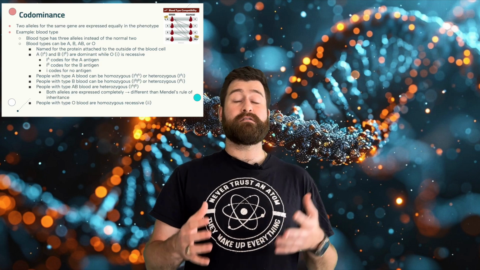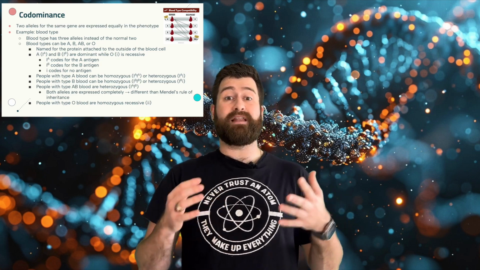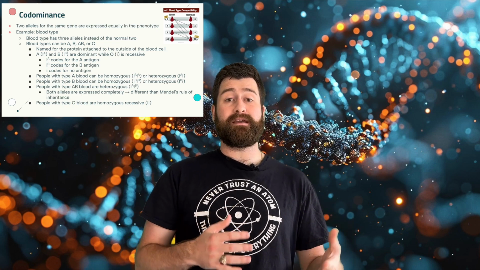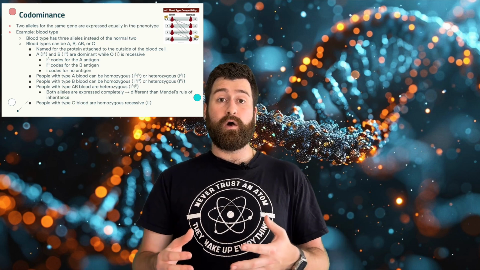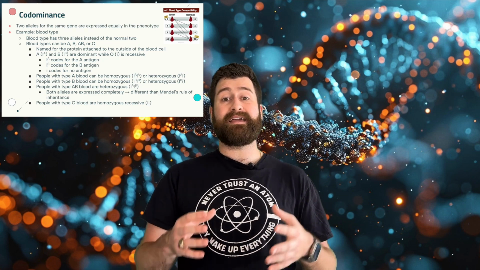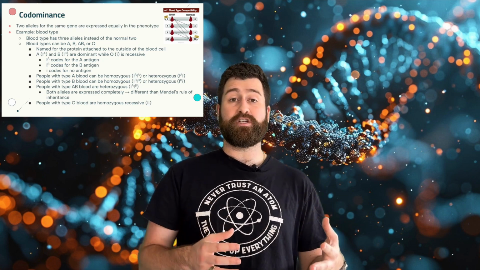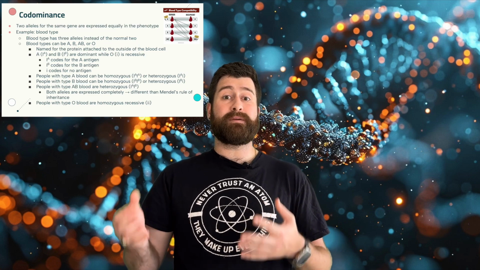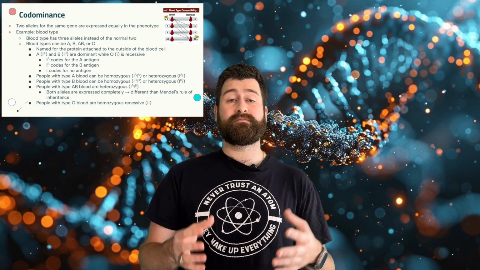Blood type A, represented with capital I, capital A, and B, represented with capital I, capital B, are dominant, while O, represented with a lowercase i, is recessive. Capital I, capital A codes for the A antigen. Capital I, capital B codes for the B antigen. And lowercase i codes for no antigen.